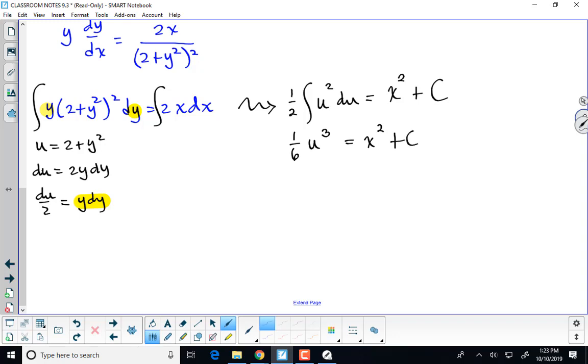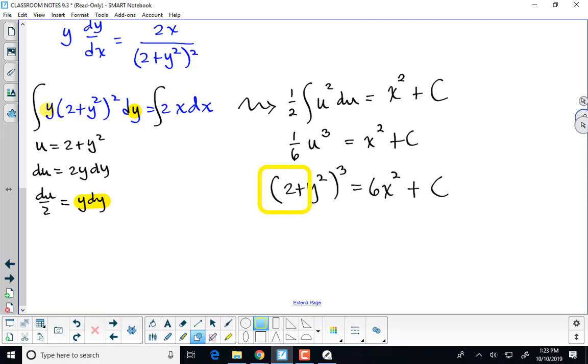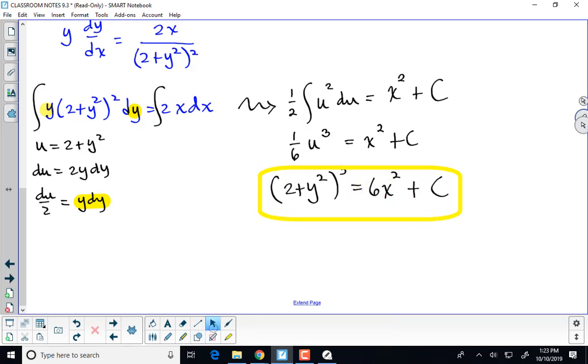Then we're going to go back and plug in our 2 plus y squared. And I'm going to multiply both sides by 6 just to clear the fraction. So I'll just leave that c as c. Again, it's like a recycle bin. If we multiply a constant by 6, it's still just a constant. These two constants are clearly different, but that doesn't matter because we're only going to care about the very last statement. That will be the c that we use. So this is a general solution in implicit form.